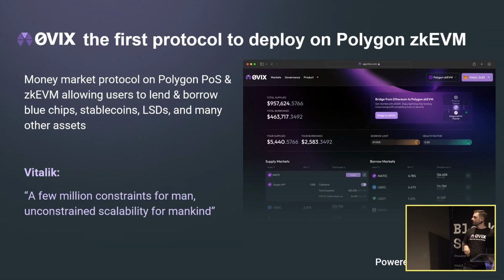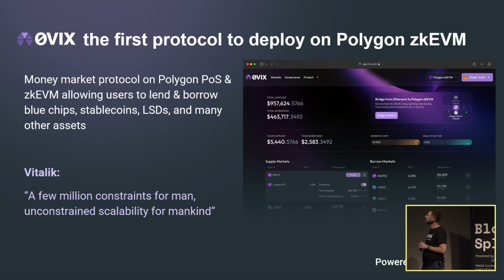And let me just quickly, because I'm running out of time, explain what we at OVIX are currently doing about this and how OVIX is trying to be relevant in this tokenized real-world asset space, and also what they mean for us. So OVIX, not sure if many of you know, we are a money market protocol. We are very Polygon native, so we have existed for some time already on Polygon POS.